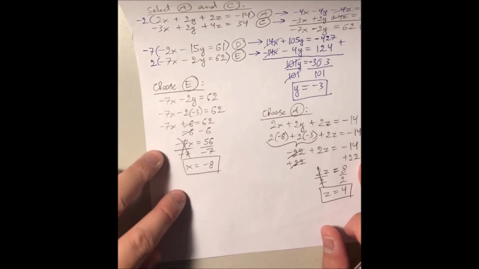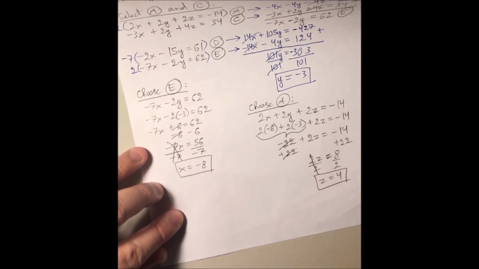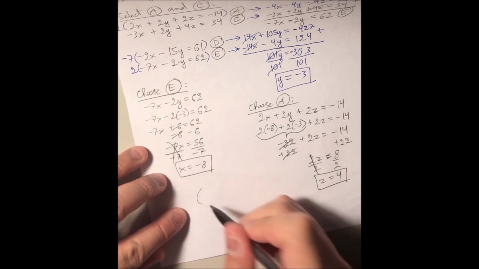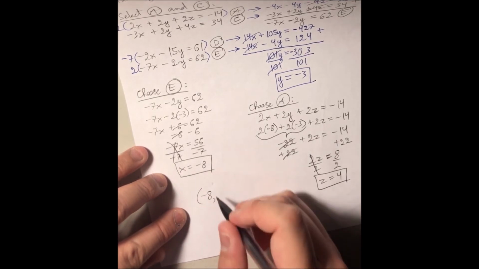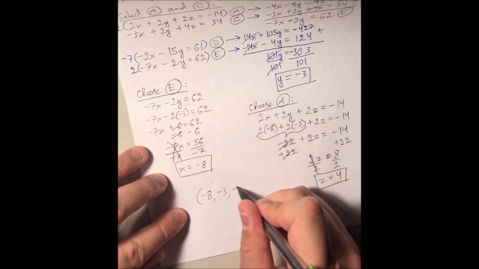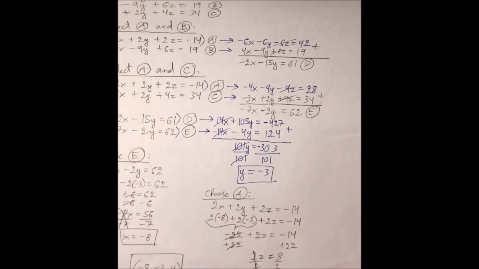So putting all the variables together in the triple pair of x comma y comma z, the solution is going to be negative 8 comma negative 3 and then comma 4. And yeah, this is how we do it, guys.